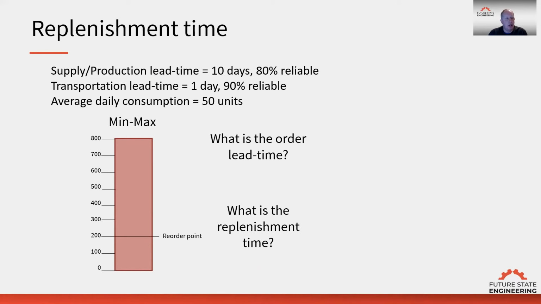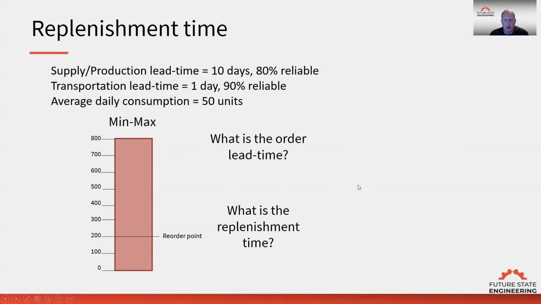So I want to look at an environment where we have a production lead time of 10 days, our transportation lead time is 1 day, and our average daily consumption of one particular item is 50 units a day. Our min is 200, so that's our reorder point, and our max is 800. So we order up to the max when we hit the min. The first question is, what is the order lead time in this scenario? And then what is the replenishment time?